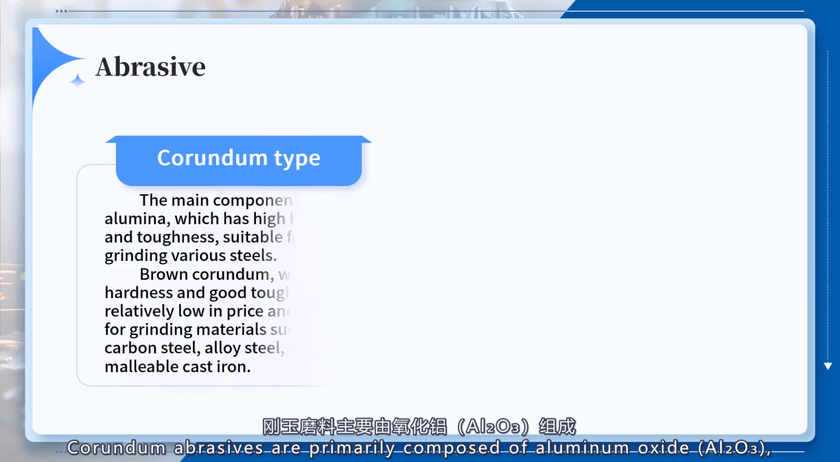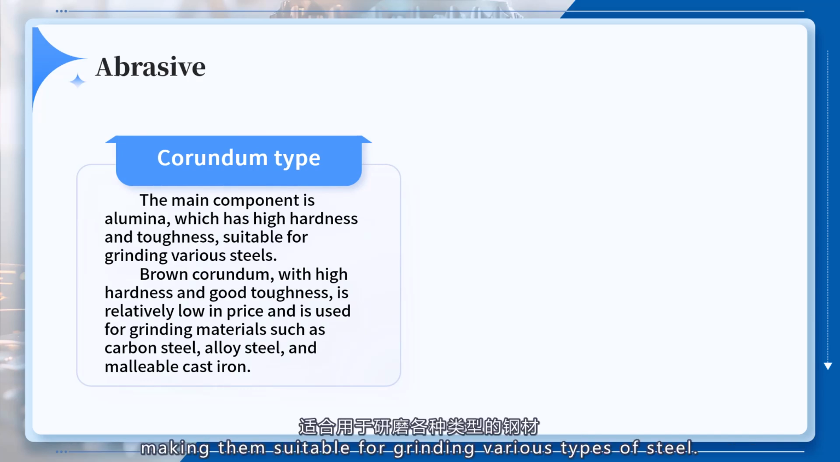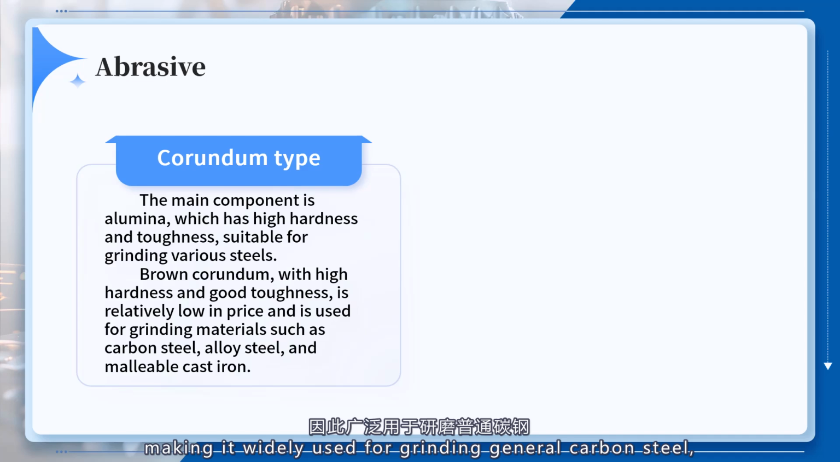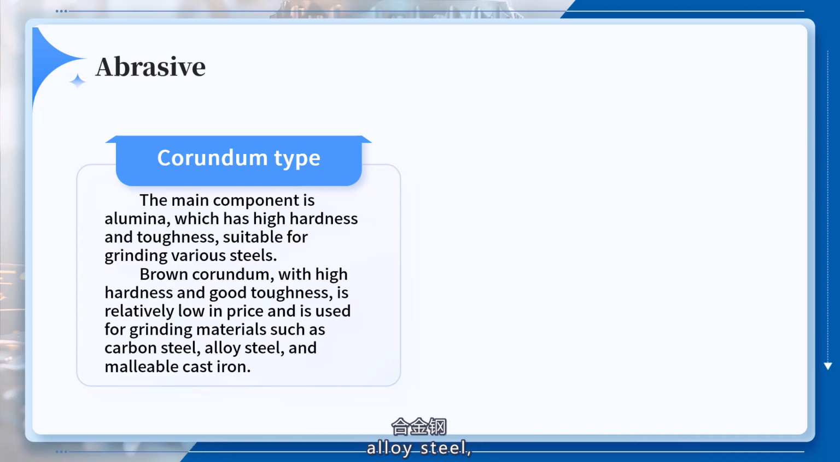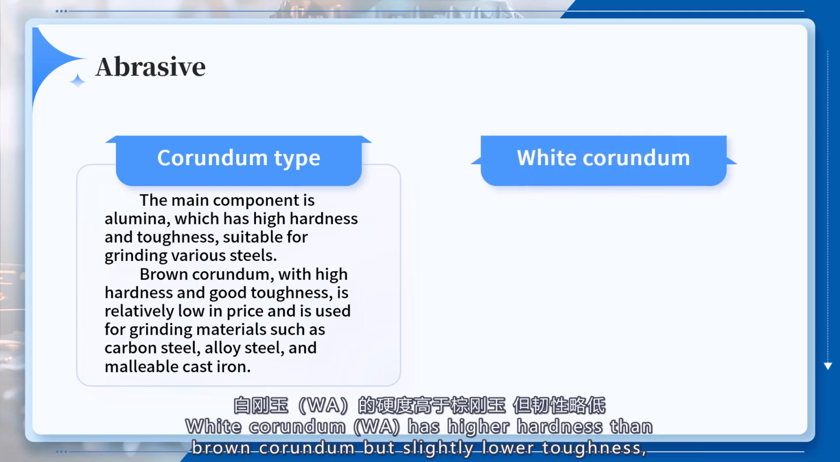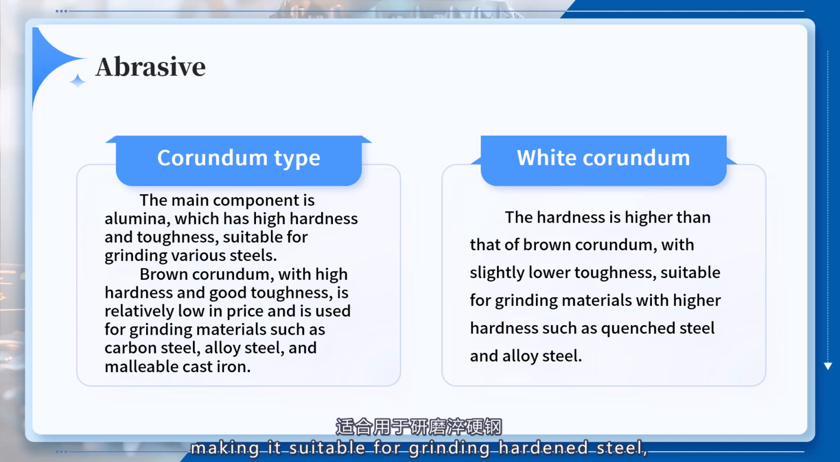Corundum abrasives are primarily composed of aluminum oxide, Al2O3, which possesses high hardness and toughness, making them suitable for grinding various types of steel. For instance, brown corundum A has high hardness and good toughness, and is relatively inexpensive, making it widely used for grinding general carbon steel, alloy steel, and malleable cast iron. White corundum WA has higher hardness than brown corundum, but slightly lower toughness, making it suitable for grinding hardened steel, alloy steel, and other materials with higher hardness.